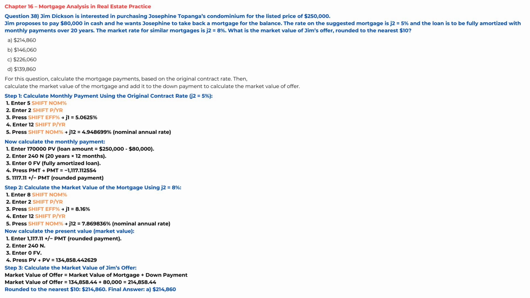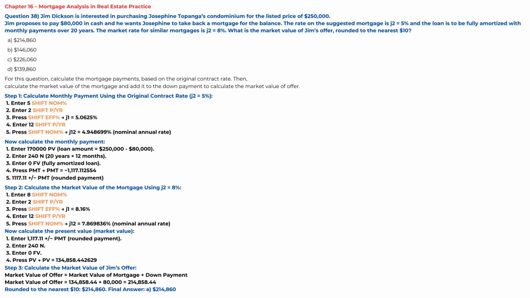Question 38. Jim Dixon is interested in purchasing Josephine Topanga's condominium for the listed price of $250,000. Jim proposes to pay $80,000 in cash, and he wants Josephine to take back a mortgage for the balance. The rate on the suggested mortgage is J2 equals 5%, and the loan is to be fully amortized with monthly payments over 20 years. The market rate for similar mortgages is J2 equals 8%. What is the market value of Jim's offer, rounded to the nearest $10? For this question, calculate the mortgage payments based on the original contract rate.